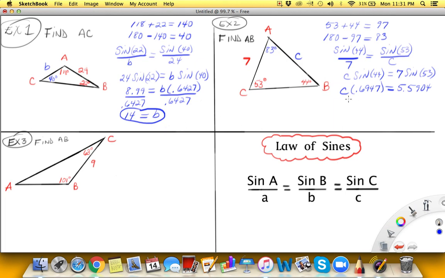So here, if I want to get c by itself, I'm going to divide on both sides by 0.6947. Whatever we do to one side, we must do to both sides. And when I divide here, those will cancel. c is going to be equal to 8. So the length of side c is going to be 8.